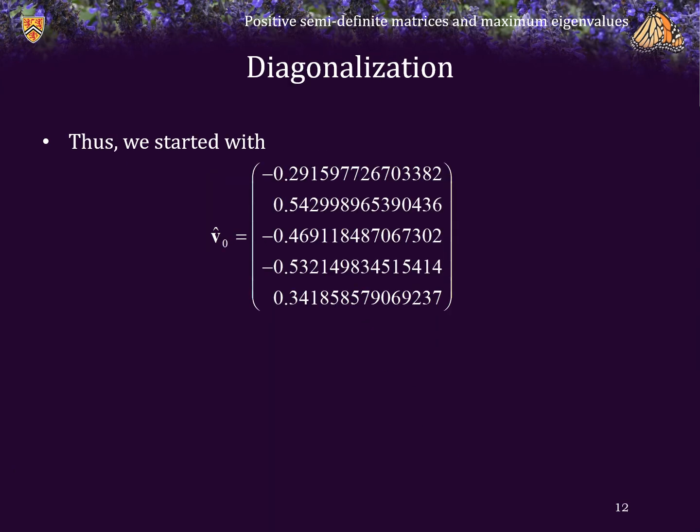Thus, we started with a completely random vector. In fact, if you measured the angle between this randomly generated vector and the eigenspace of lambda 1, the angle is 76.5 degrees, so almost orthogonal. And yet, even though it appears that other coefficients were significantly larger, very quickly the coefficient of the maximum eigenvalue ended up dominating.